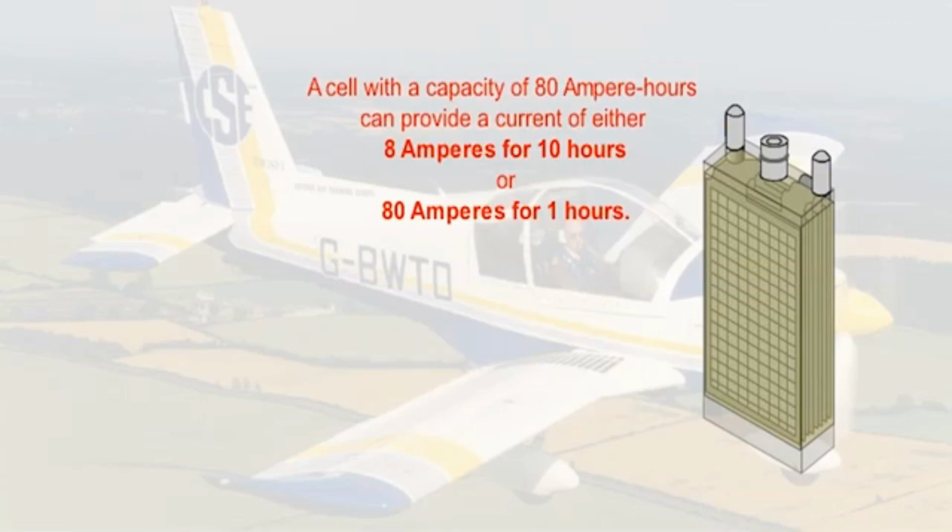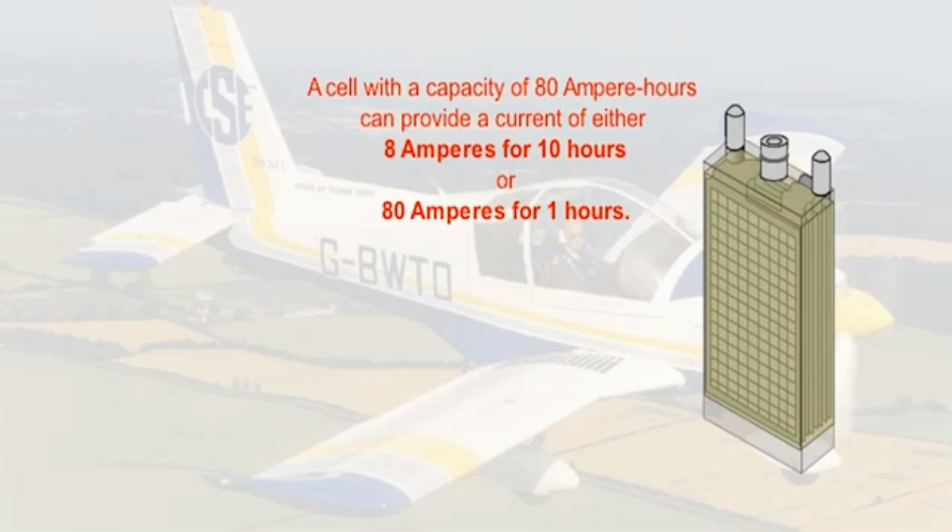The capacity of a cell is a measure of how much current it can provide over a certain period of time. The capacity of a cell is determined by the area of the electrodes, or plates as they are called in a secondary cell. Capacity is measured in ampere hours.